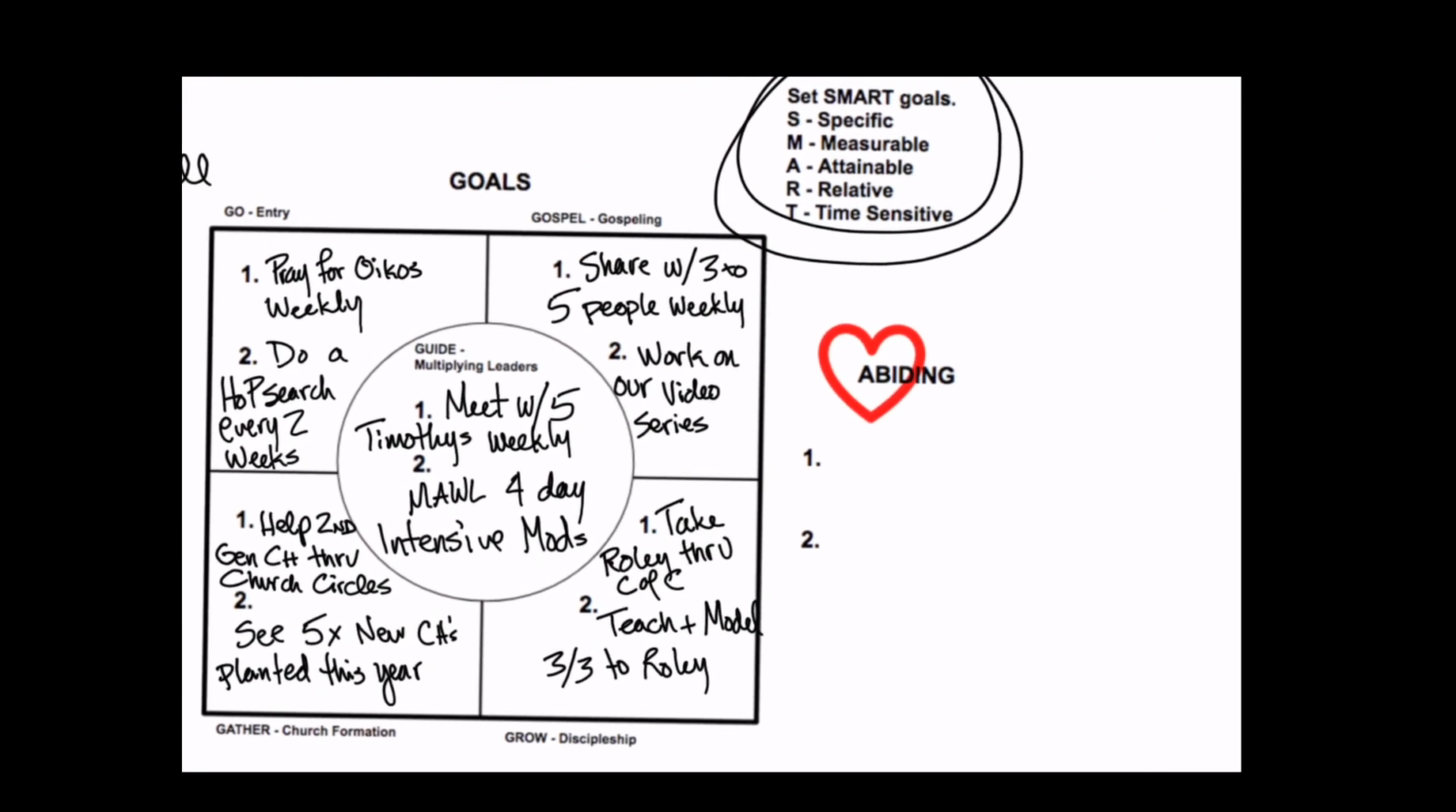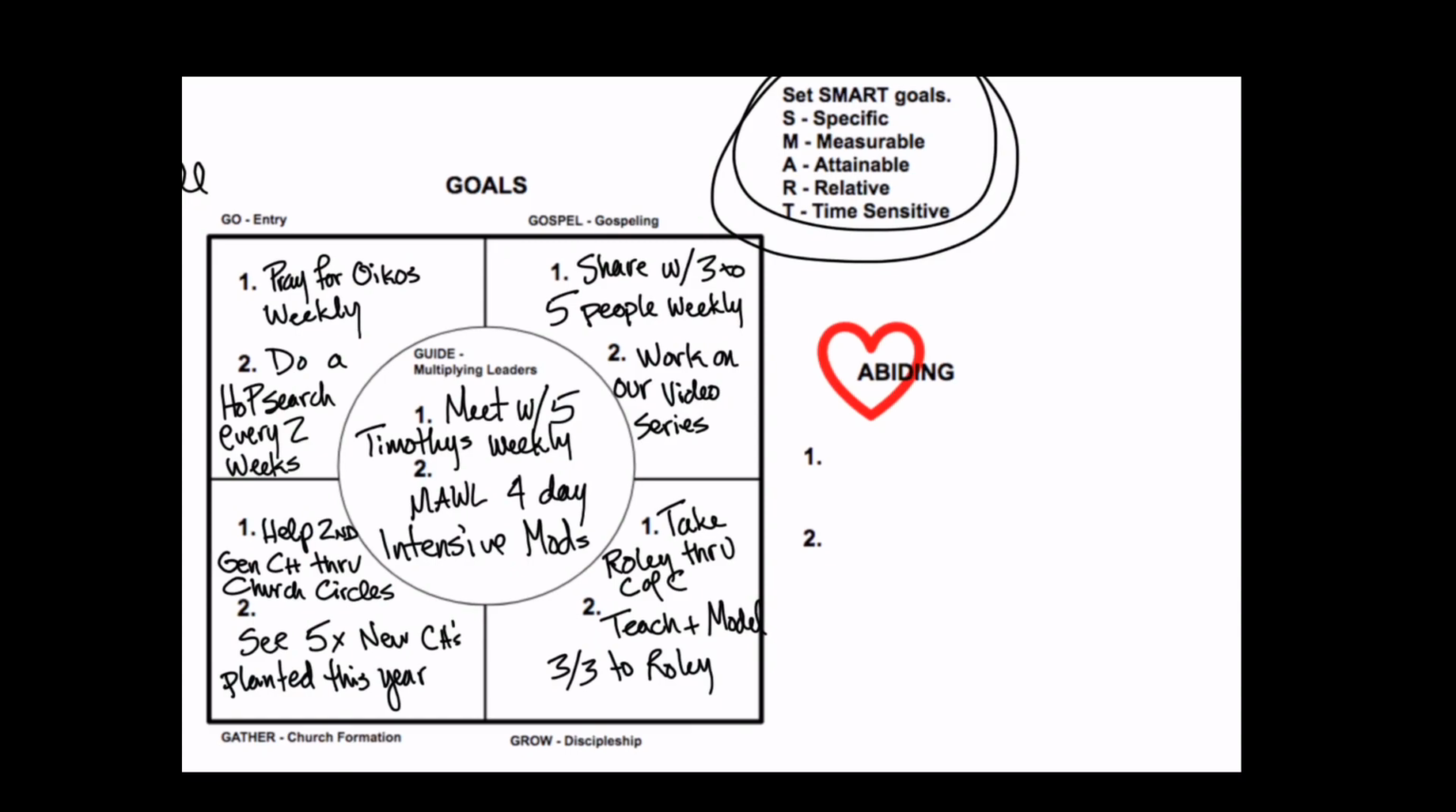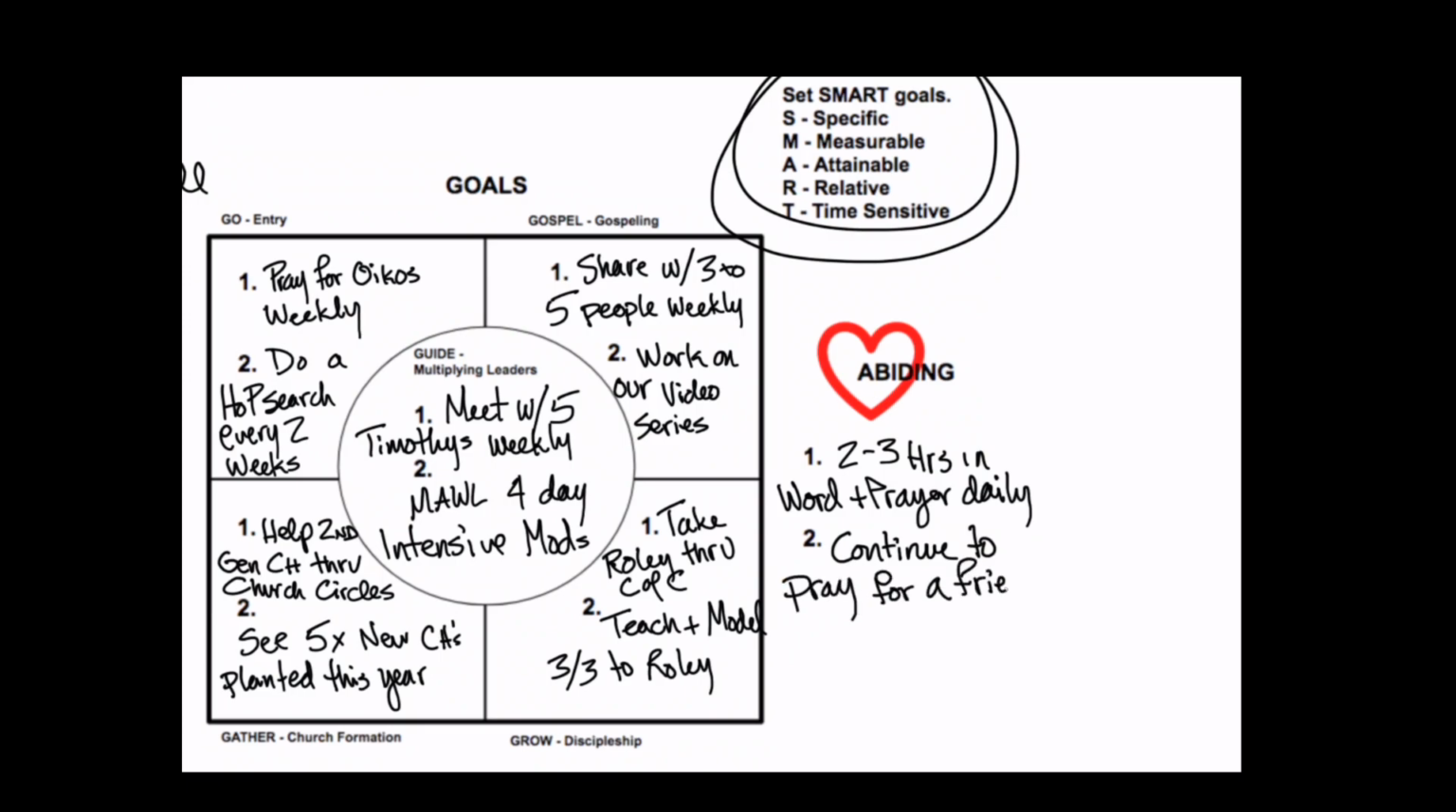Now for abiding, I'm going to spend 2 to 3 hours daily in the Word and prayer. And remember, abiding is much more than a good quiet time. So I'm going to pray for a friend, a brother, who desperately needs a house. It has nothing to do with discipleship, but he's in need. So I'm going to keep praying for that friend on a weekly basis.